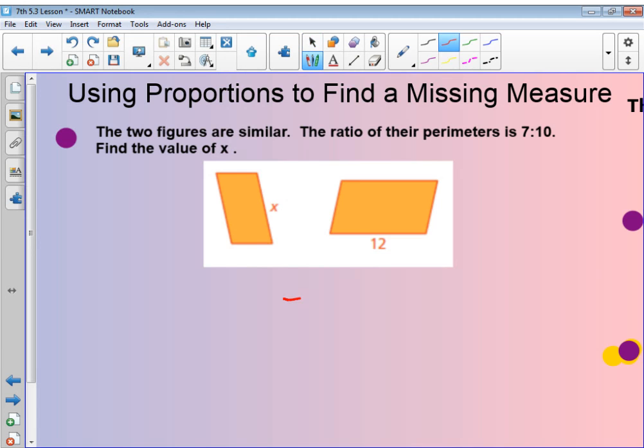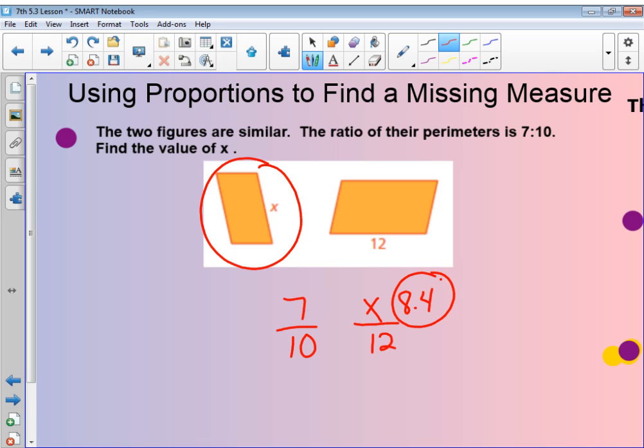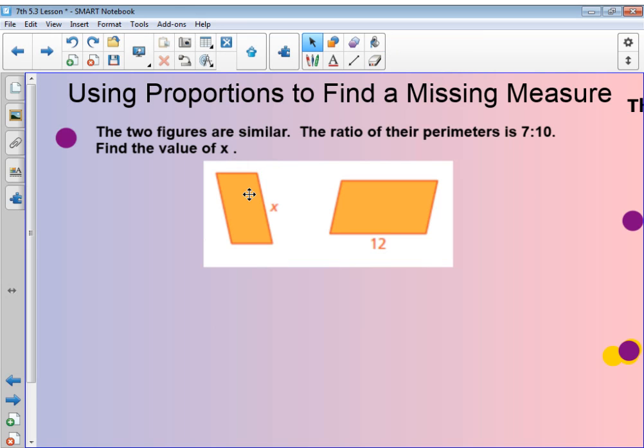So 7 to 10. Okay, smaller number goes with smaller figure. So 7 goes with my smaller figure, x, over 12 with the bigger number. So now we'll cross multiply, divide. 7 times 12, divide that by 10, gives me 8.4. So x equals 8.4, whatever the unit is. Okay, so set up your ratio and then look at your figures, match smaller number with the smaller figure.